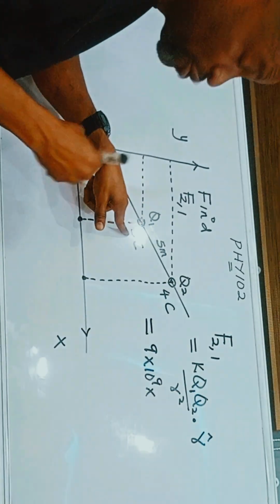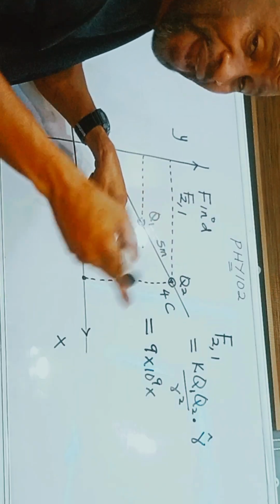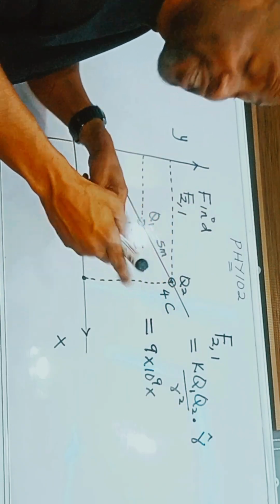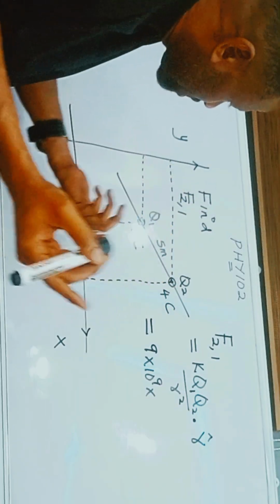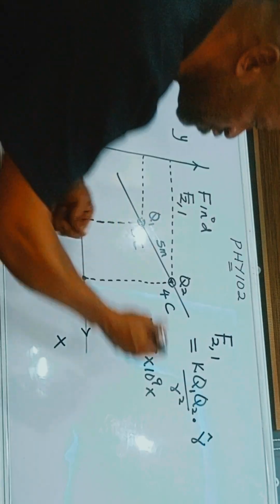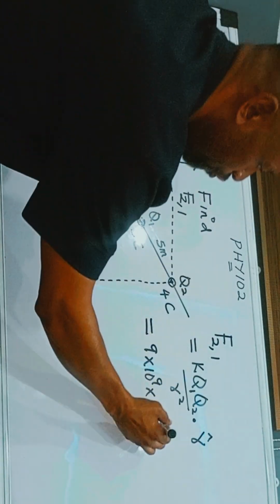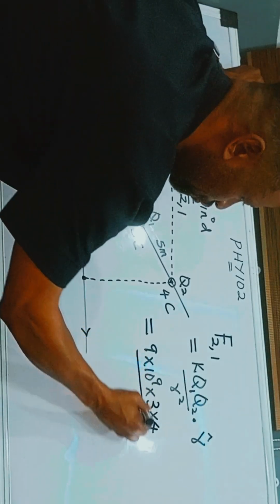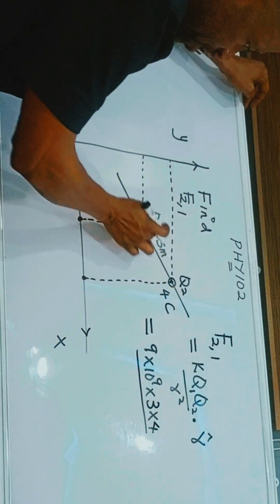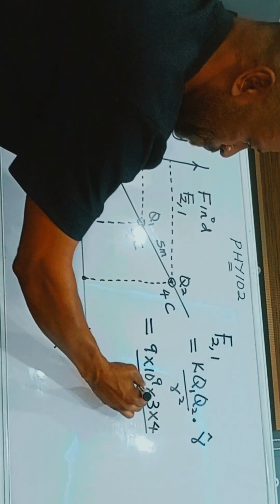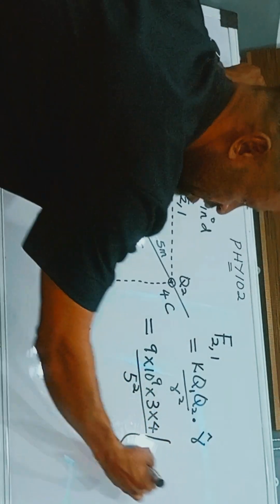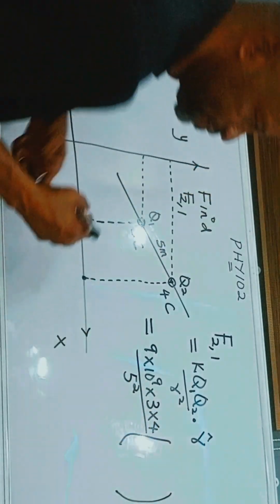If this were given in micro coulomb, you would need to multiply by 10 raised to power minus 6 to convert it from micro coulomb to coulomb. But luckily it's already in coulomb, so I'll just multiply by 3. Q2 is 4 coulomb, over the scalar distance between them, which is 5, raised to the power of 2. Times, here I need you to pay special attention.